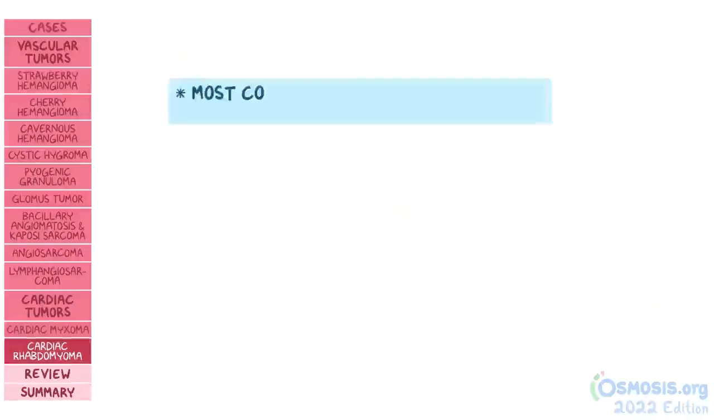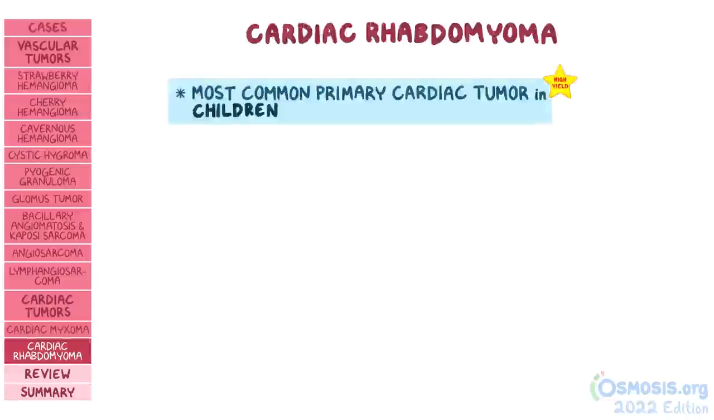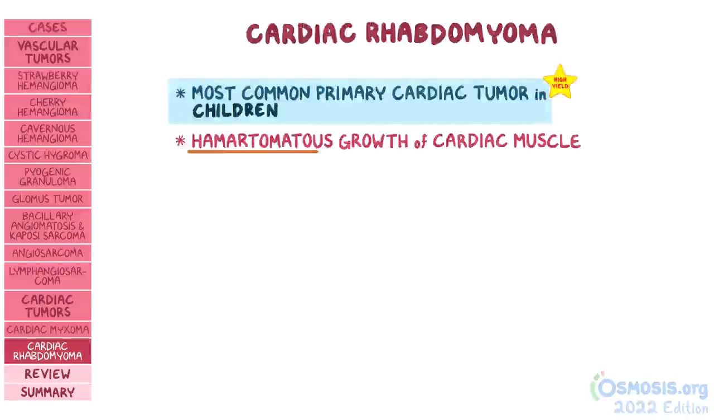Okay, now the most common primary cardiac tumor in children is cardiac rhabdomyoma. Rhabdomyomas are hamartomatous growths of the cardiac muscle. Hamartomatous means benign hyperplastic growth, meaning there's no neoplasia.